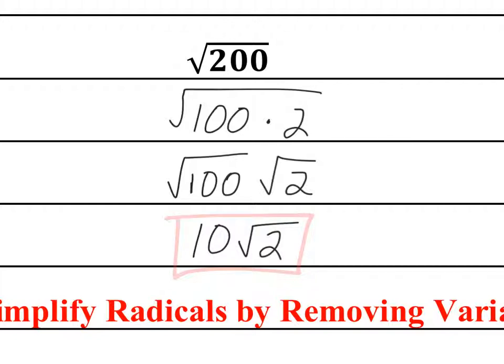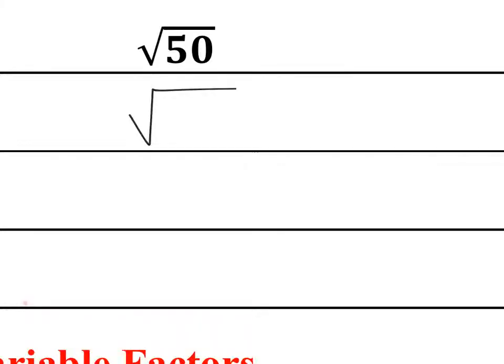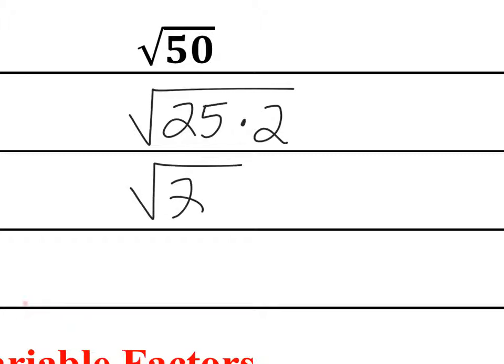Okay. One more. Look at the next one. You've got square root of 50. Think through your perfect squares: 4, 9, 16, etc. What's the largest one that 50 divides by? Okay, and so that can be written as the square root of 25 times the square root of 2.